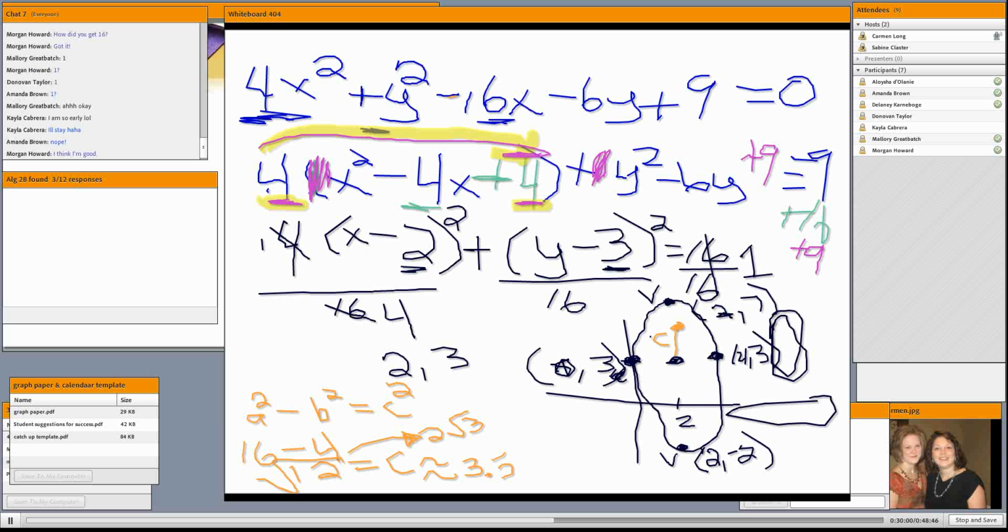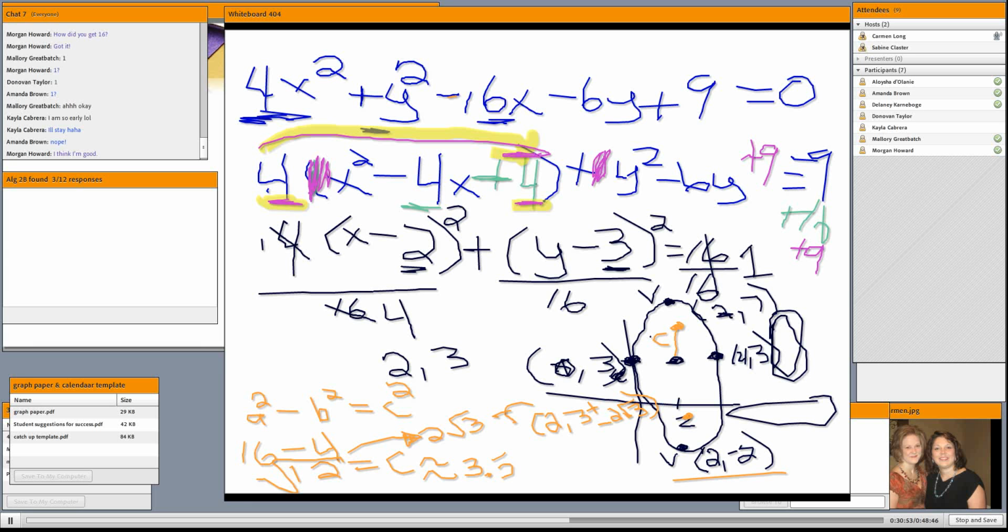Plus a little bit more, and that little bit more is 2 square roots of 3. So our foci ordered pairs will be (2, 3 plus or minus 2 square roots of 3). Because it starts at the center and goes up 2 square roots of 3 and goes down 2 square roots of 3, so it actually would be like down in here. Our other focus. So there's our focus points.